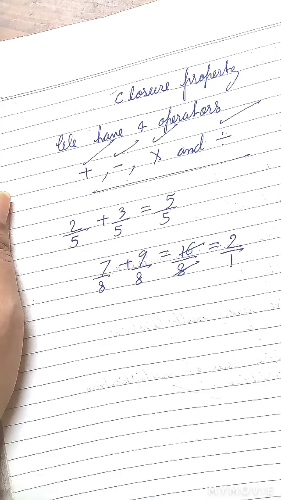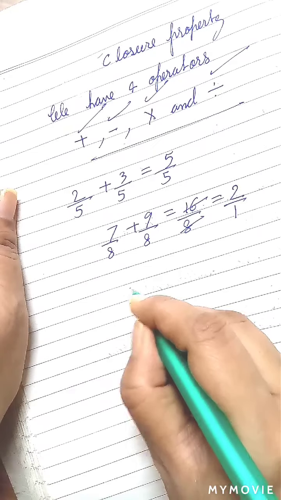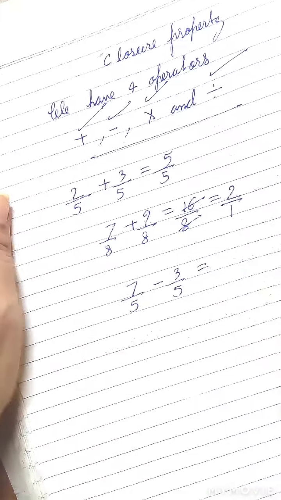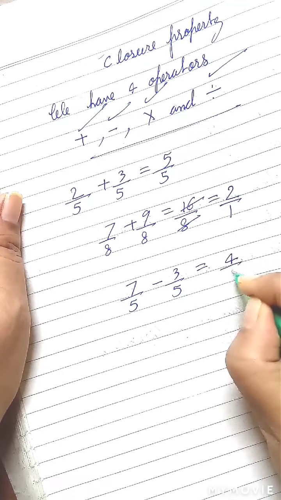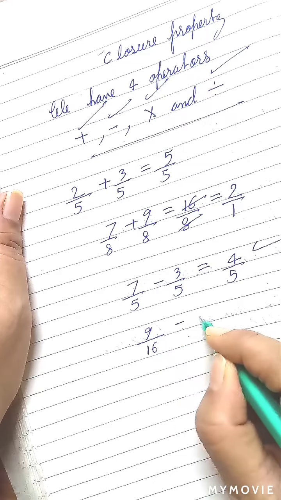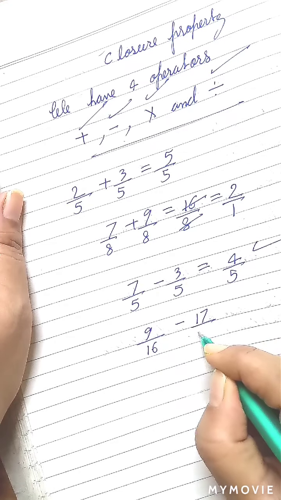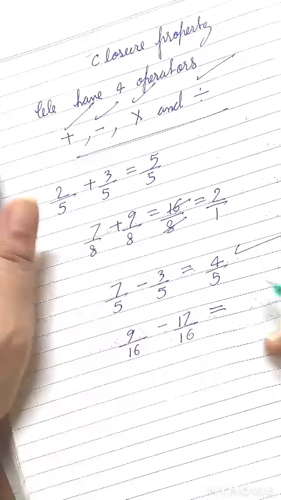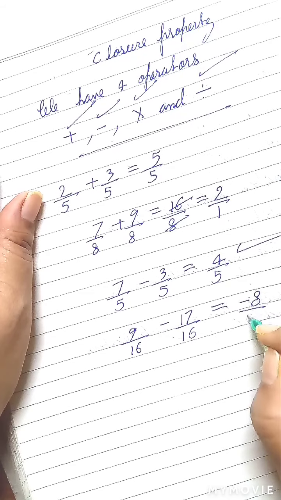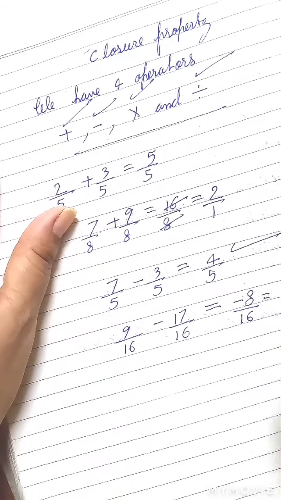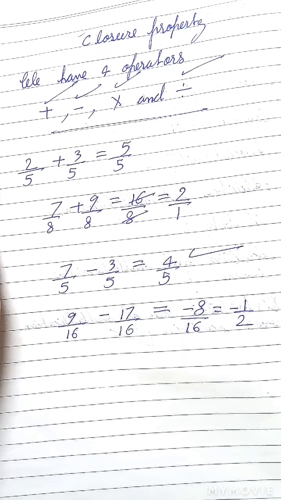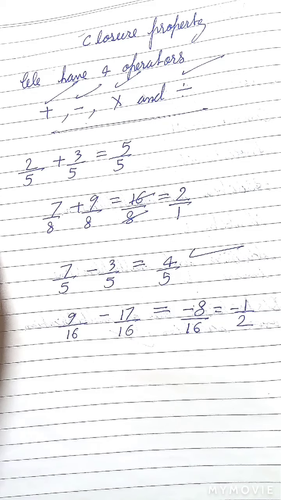Let's see if this is the case with subtraction. We have 7 by 5 minus 3 by 5. Let's subtract the two. We will get 4 by 5, which is a rational number. We have 9 by 16 minus 17 by 16. We are going to get minus 8 by 16, which is minus 1 by 2. This is again a rational number. So, rational numbers are closed under subtraction as well.